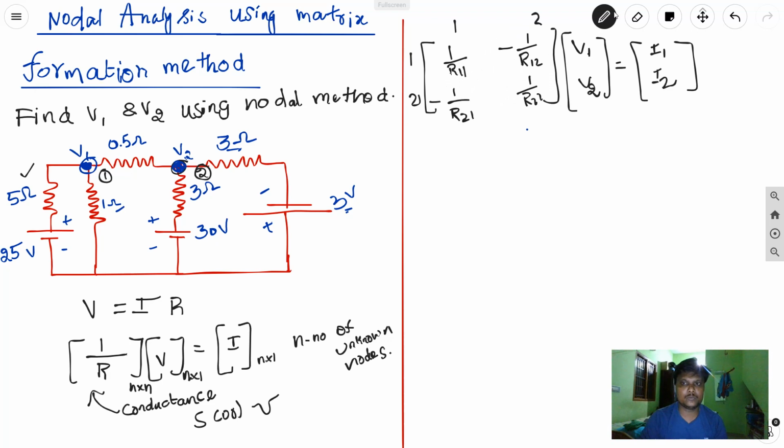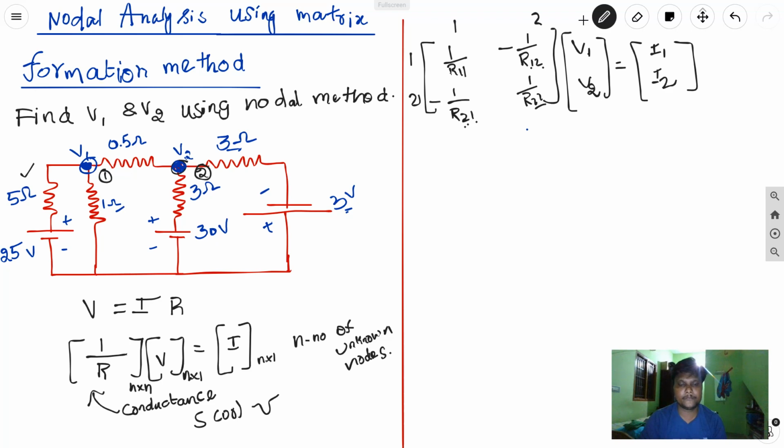See, the first, R11, is nothing but the sum of resistors which are connected to the particular node number 1. And R12 is nothing but the common resistor which is connected between node 1 and node 2. R21, again the same, is the resistor connected between node 1 and node 2. And R22 is nothing but the sum of resistors which are connected to node number 2. Okay, this is what each element in the conductance matrix is, right?